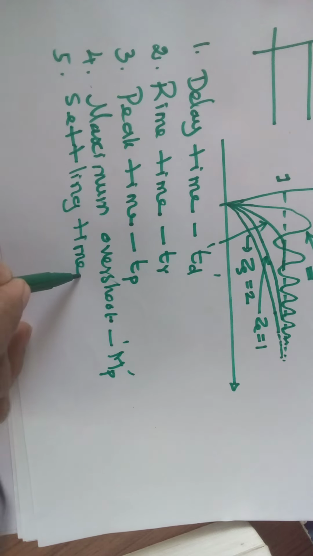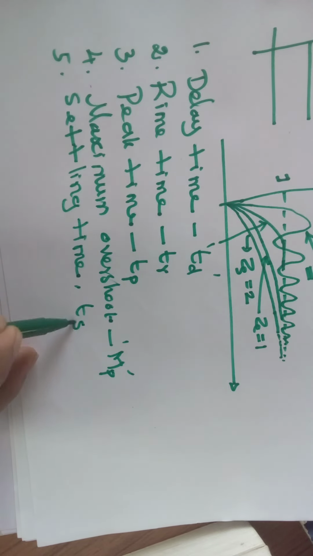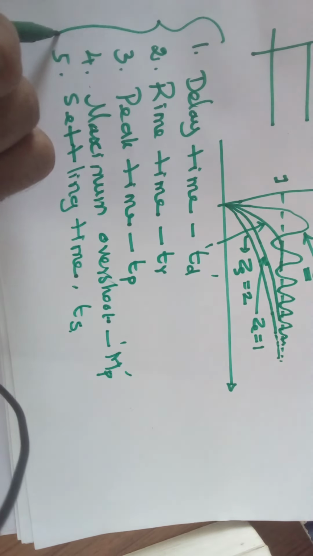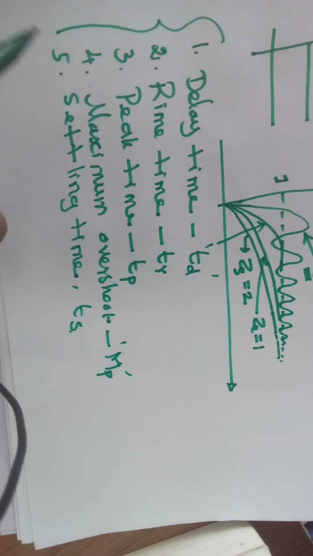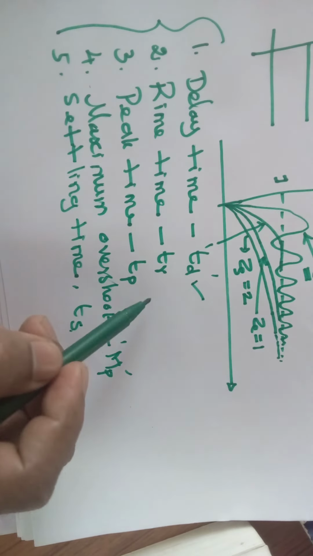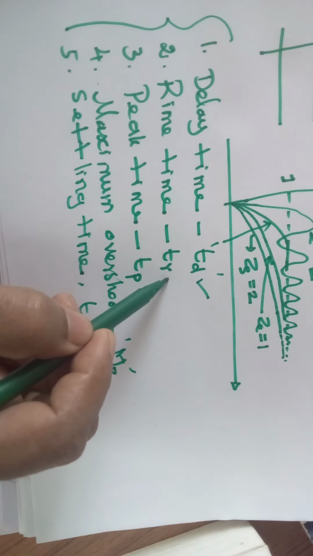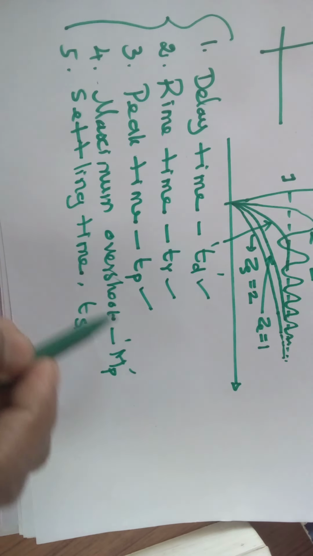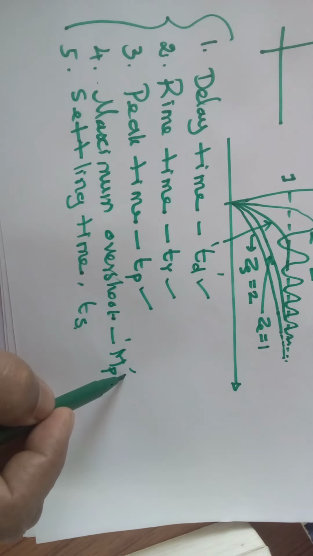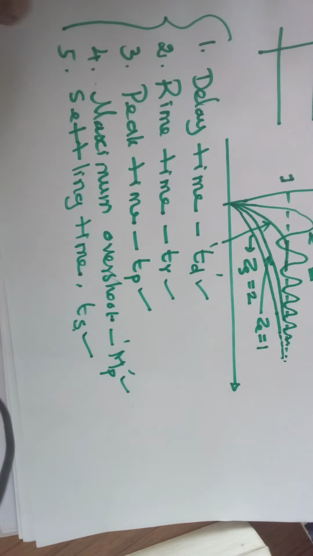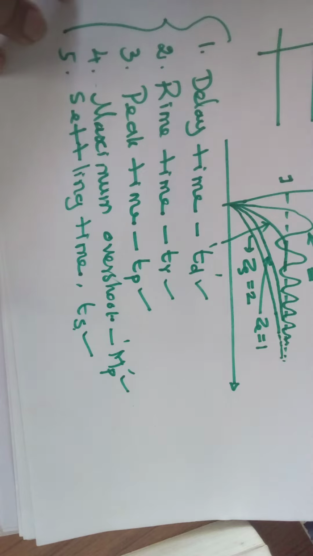The settling time is represented as T suffix S. So these are the 5 important time domain specifications. Once again, I am repeating. The first one is the delay time, represented as TD. The next one is the rise time, represented as TR. The next one is the peak time, represented as TP. The maximum overshoot, MP. And finally the settling time, TS. So let us see these time domain specifications one by one.